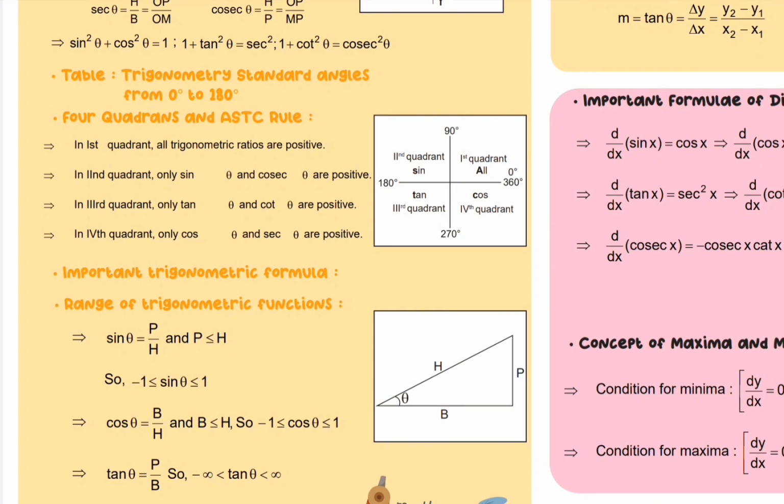In the first quadrant, all trigonometric ratios are positive. In the second quadrant, only sin theta and cosec theta are positive. In the third quadrant, only tan theta and cot theta are positive. In the fourth quadrant, only cos theta and sec theta are positive.